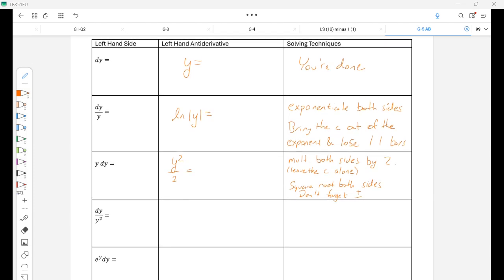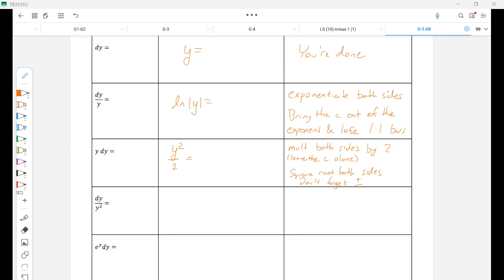When I integrate that, I'm going to get 1 over y. Not 1 over y, but negative 1 over y. So obviously, just like the other one, the first thing to take care of is multiply both sides by negative 1. And then you're going to reciprocate both sides.